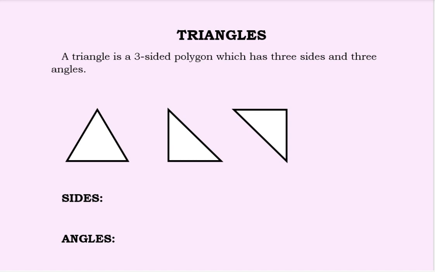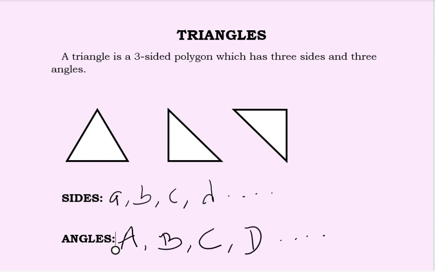A triangle is a three-sided polygon with three sides and three angles. The sides of a triangle are represented by lowercase letters like a, b, c, d, and so on, while the angles are represented by uppercase letters like A, B, C, D, and so on. So on the screen, we have three diagrams of a triangle. Let's identify the sides and the angles.